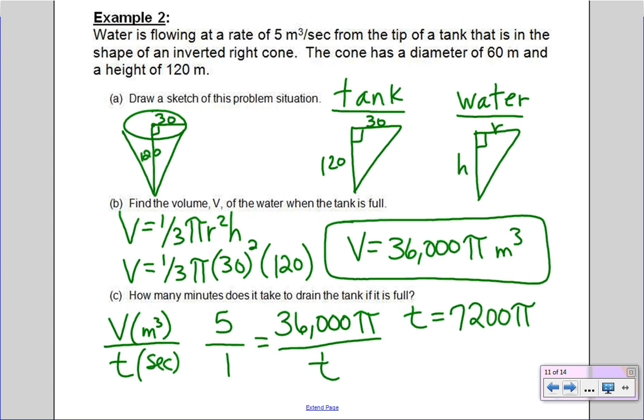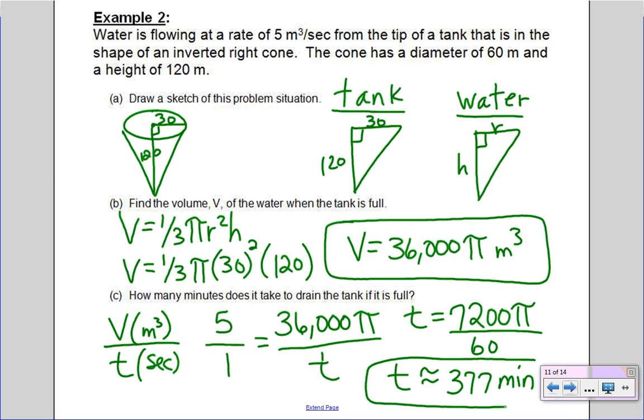Okay, so that is in seconds. So it says how many minutes. So we would want to do what? Good, we want to divide that by 60. So the approximate time in terms of minutes would be 377 minutes. Okay, so calculate that up, make sure that makes sense to you.